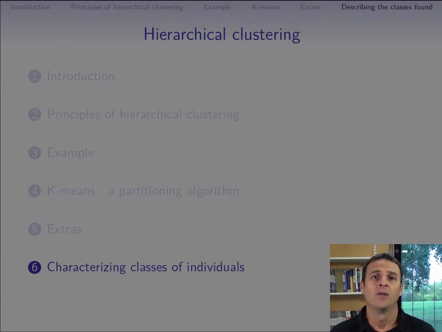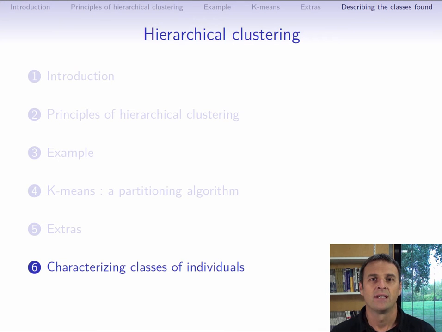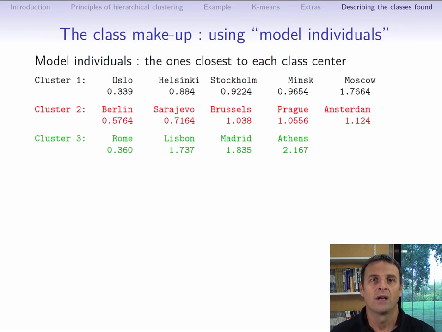Now that we have seen how to construct classes of individuals, let's take a closer look at detecting and describing common features of individuals put in the same class. To start with, we can look for the model individual, that is, the one closest to the center of the class. Why are we particularly interested in this one?